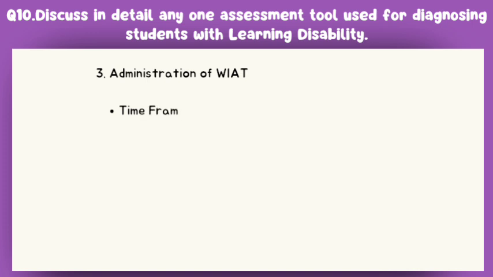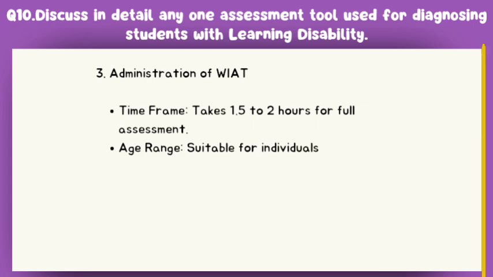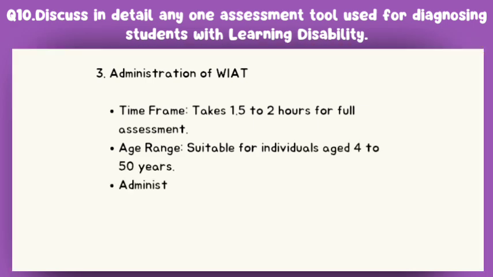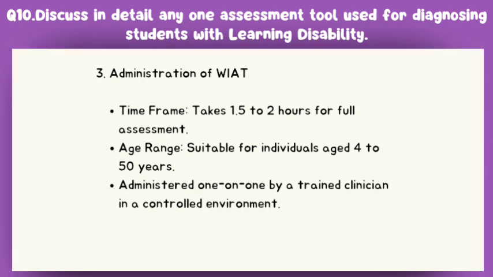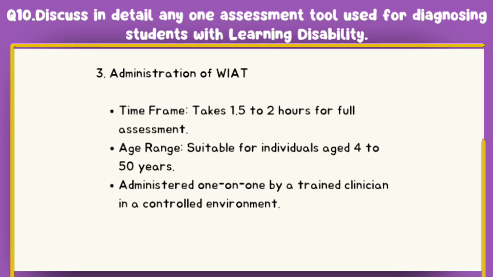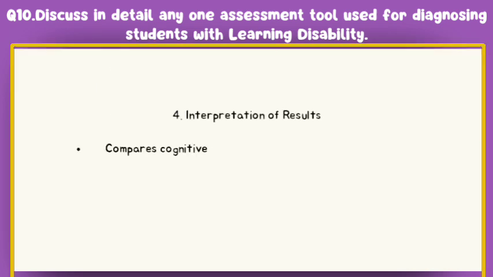Let's see the administration of the test. This takes approximately 1.5 to 2 hours for the full assessment to be done. The age range is from age 4 to 50 years, and it is administered one by one by a trained clinician in a controlled environment. Alright, now let's see the interpretation of the results.